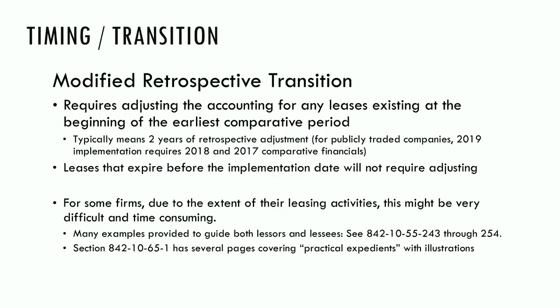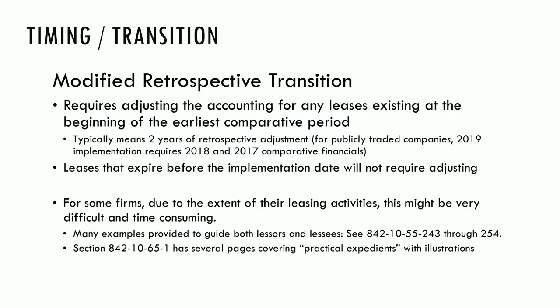So you would have to look at any leases that exist at the beginning of the earliest comparative period. So let's say you adopt on time, this would be 2019. So your January 1, 2019. Any leases that are in effect as of January 1st, 2019, you would have to restate to show what they would have looked like had I adopted in 2018 and 2017. You have to do that retrospective comparison.